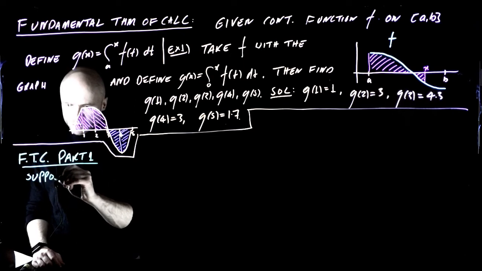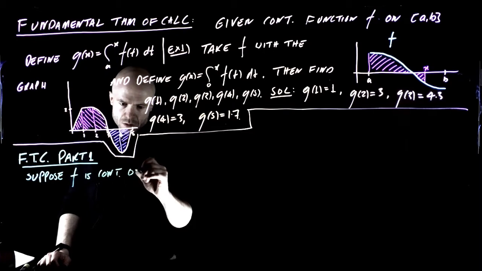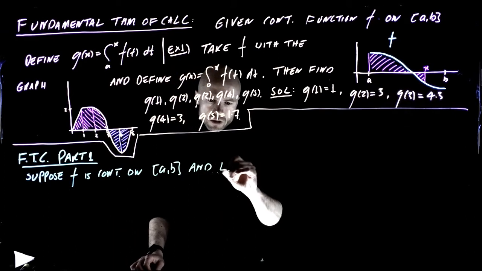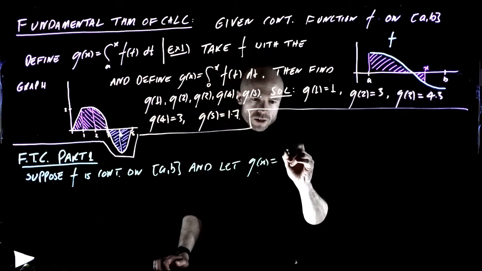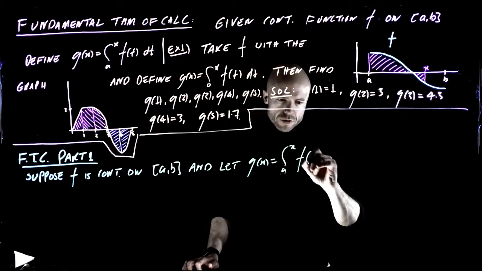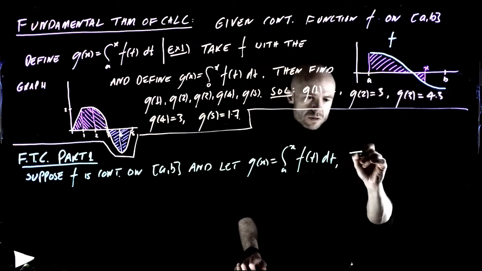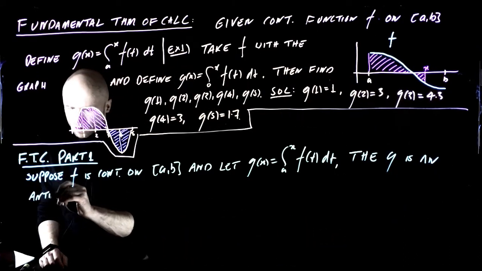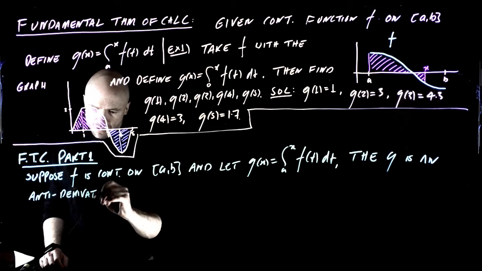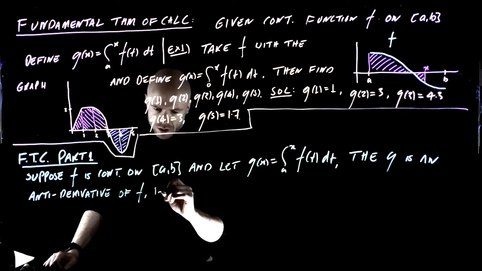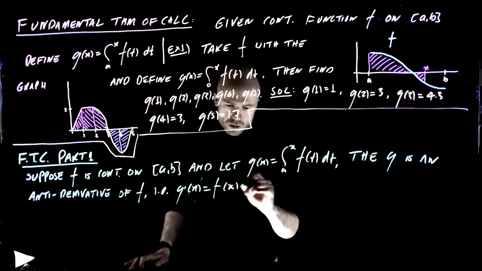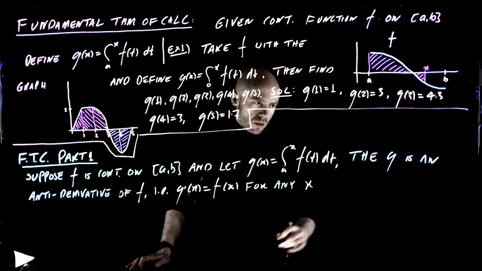Okay, suppose f is continuous on the interval a to b, and let, just as before, g of x be defined to be the integral from a to x of f of t dt. Then g is an antiderivative of f, i.e. g prime is equal to f. G prime of x is equal to f of x for any x in this interval.